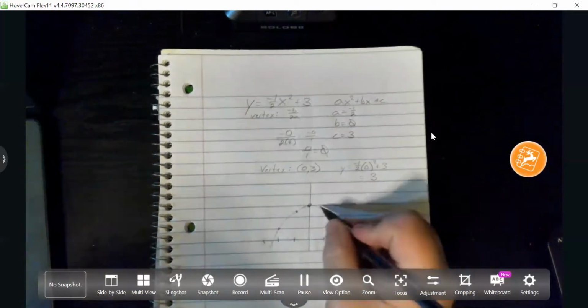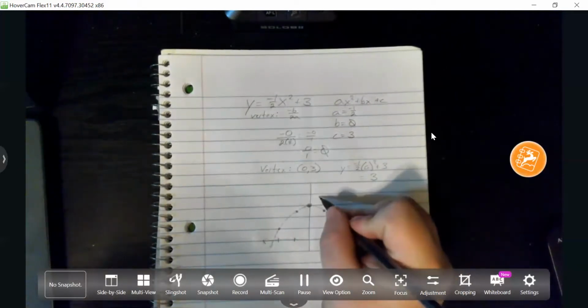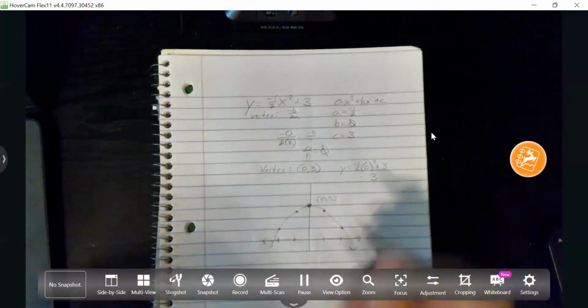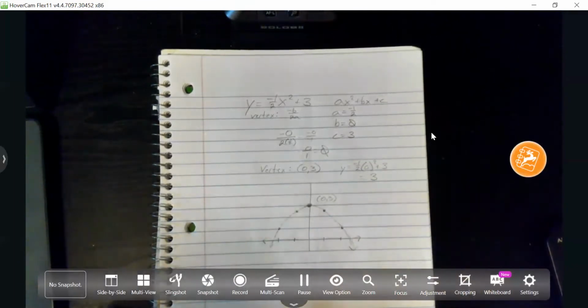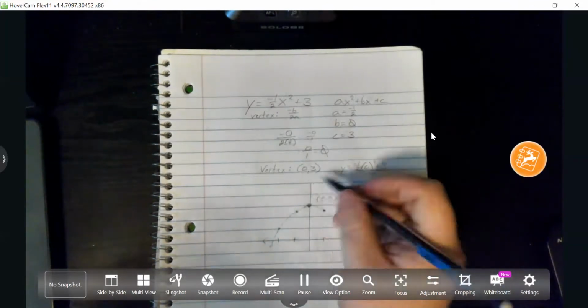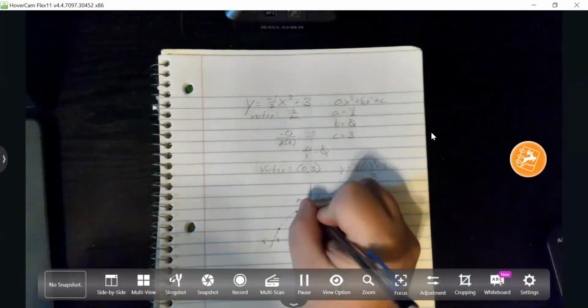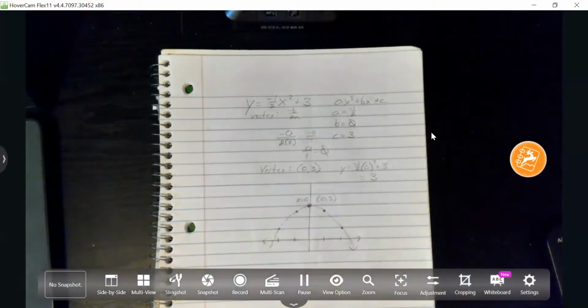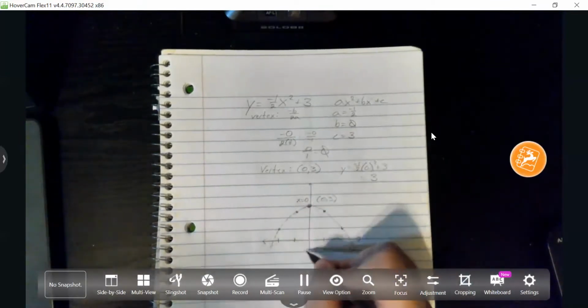So we're pretty good here. We have our basic shape. I'm going to label the vertex of 0, 3, and I'm going to label the axis of symmetry. So the axis of symmetry is the line going right through the vertex. So in this case, my axis of symmetry is x equals 0.